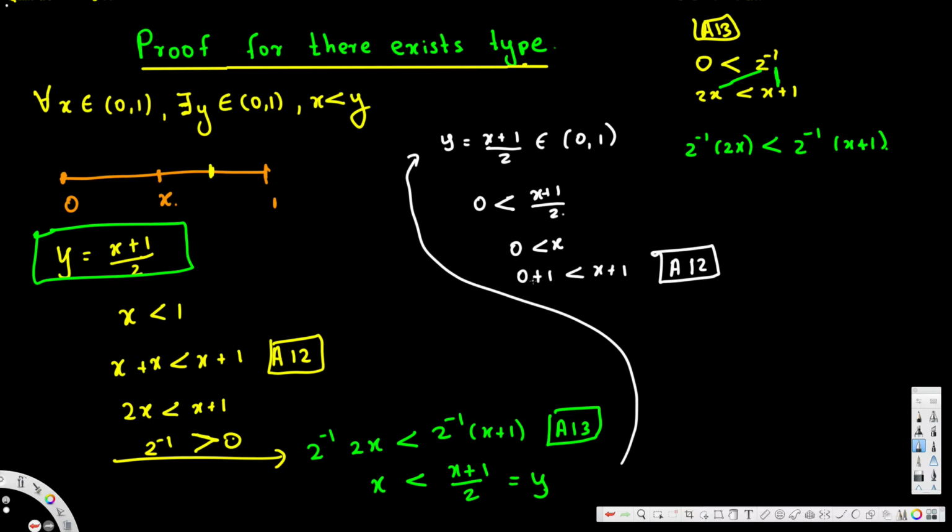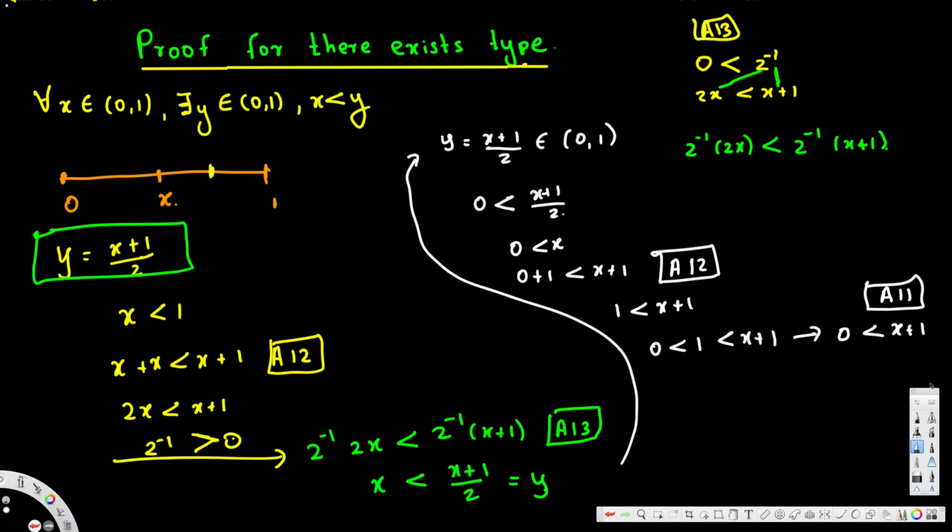Now we have done this one. Now 0 plus 1 is 1, which is less than x plus 1, and we know that 0 is less than 1, and we have 1 is less than x plus 1. So by axiom number 11, that's transitivity, it says if you have this comparison, you can directly say 0 is less than x plus 1, by axiom number 11. Okay.